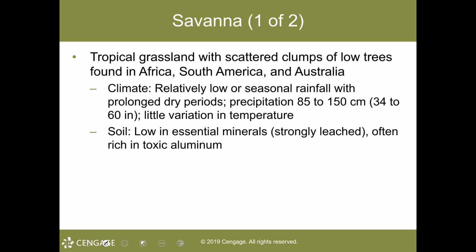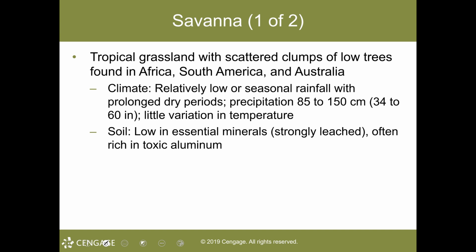Now on to the savanna, a tropical grassland with scattered trees. The savanna biome is a tropical grassland with widely scattered clumps of low trees. It is found in areas of relatively low or seasonal rainfall with prolonged dry periods. Temperatures in the savanna vary little throughout the year, and precipitation, not temperature, regulates the seasons. Annual precipitation is about 60 inches a year.